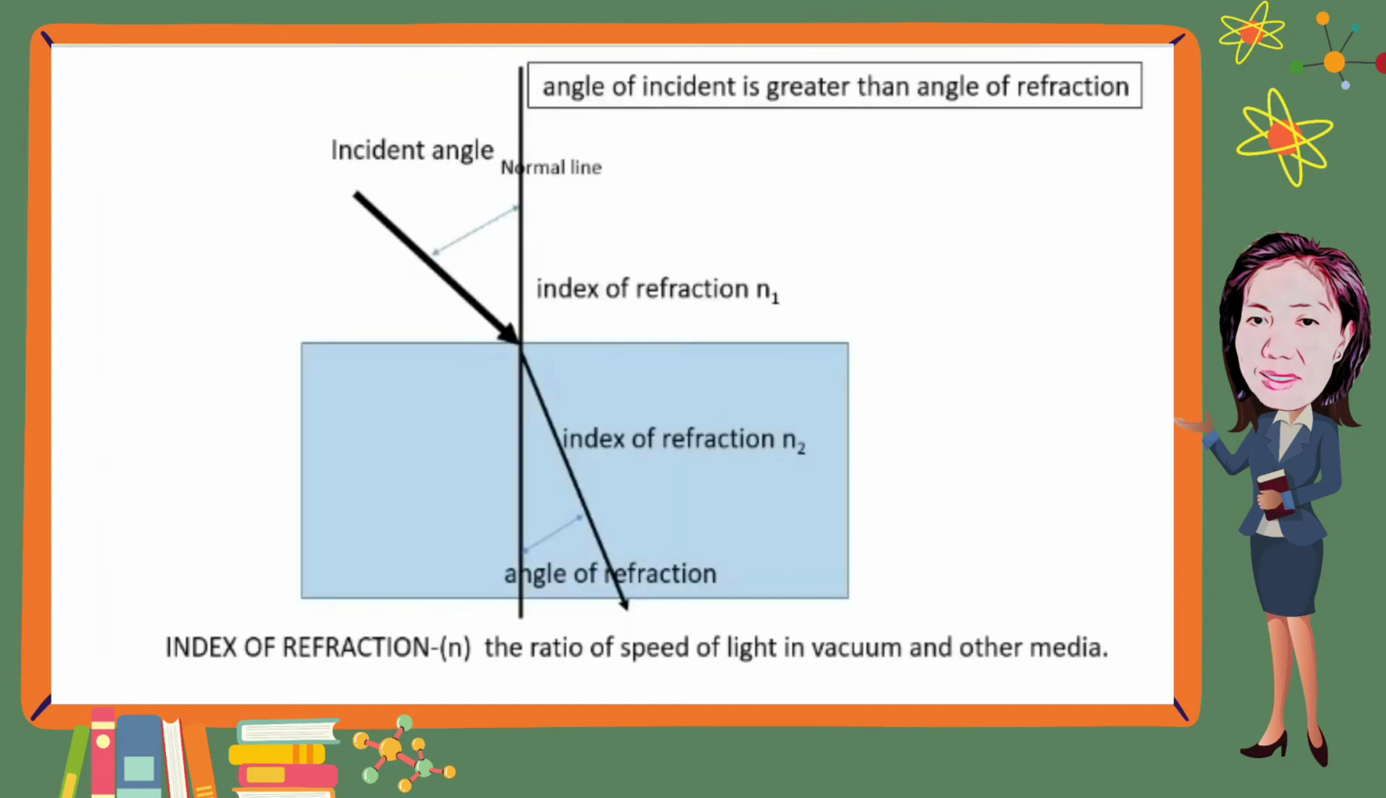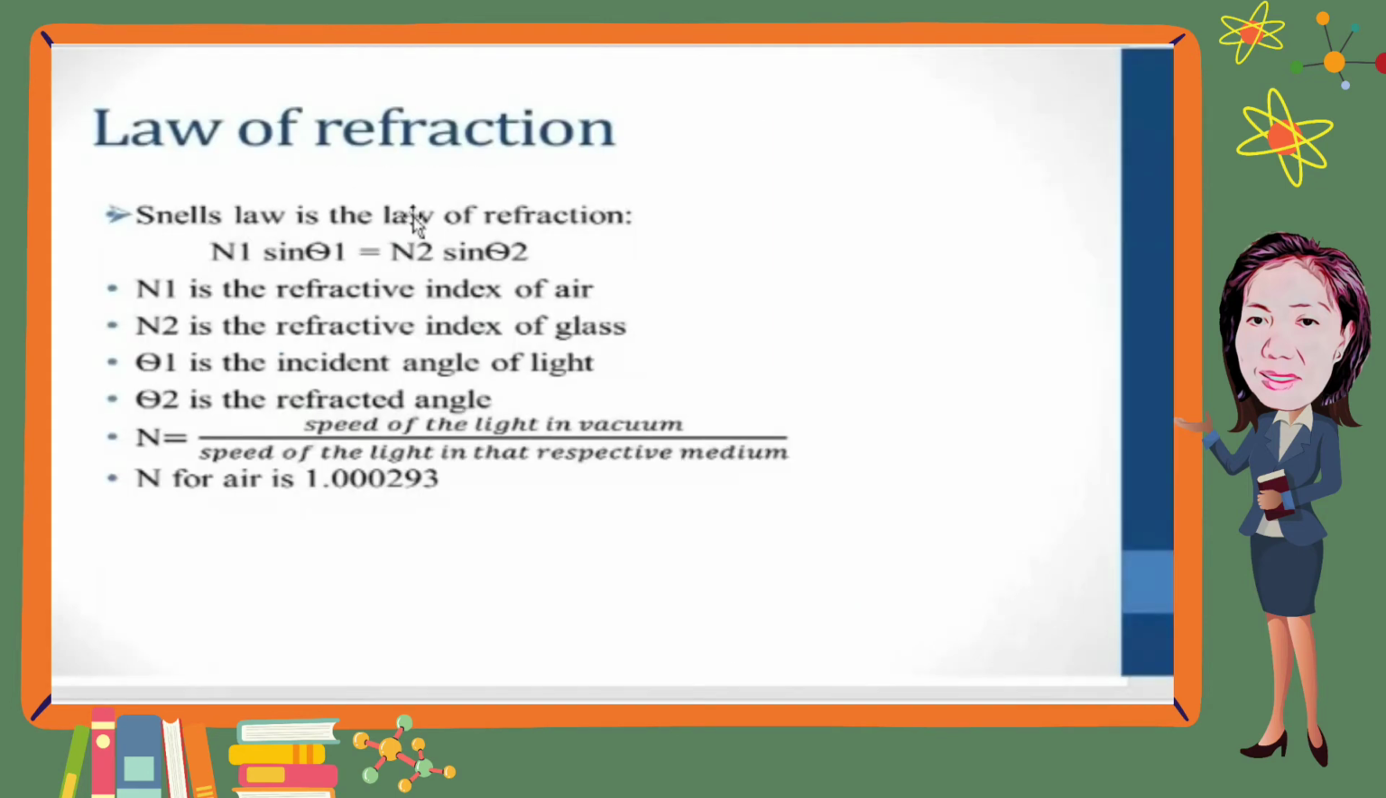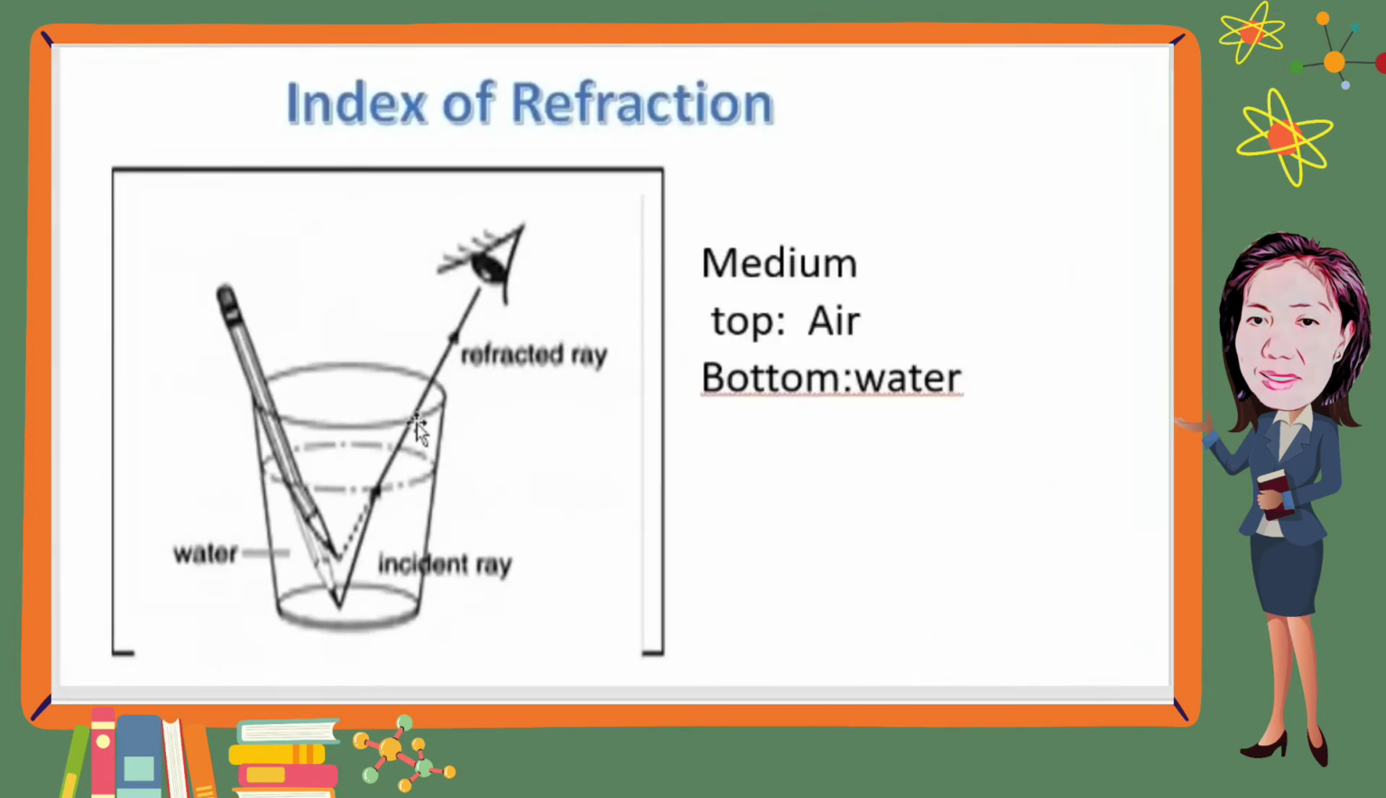Okay. So according to Snell's law, this is the law of refraction, that N stands for the refractive index of medium 1. So N stands for refractive index. Then 1 means medium 1. So kanina sa example natin dito sa pencil in a water, ang medium 1 is air. Tapos sa bottom niya, that's the medium 2.